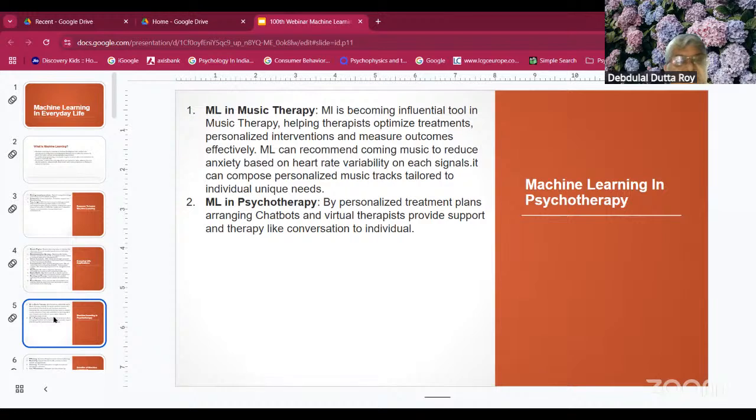Machine learning in psychotherapy provides personalized treatment plans, chatbots, and virtual therapies that offer support and therapy-like conversation to individuals. So nowadays, we find that if you have any psychological problem, you can directly share it with different AI tools, and the AI tools provide you different types of support.